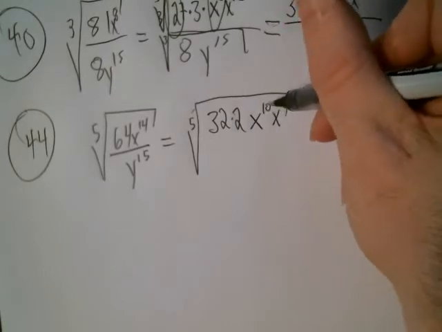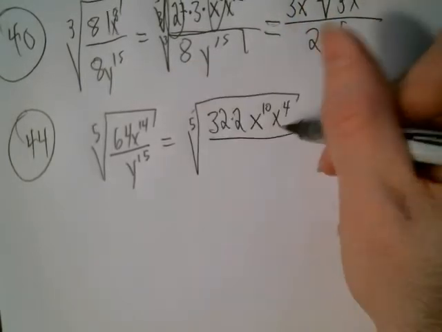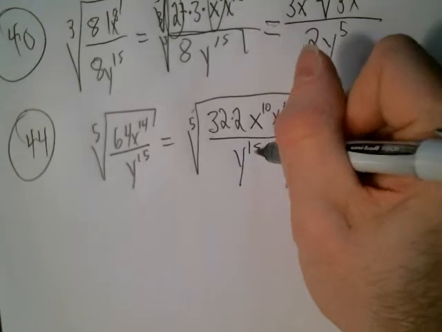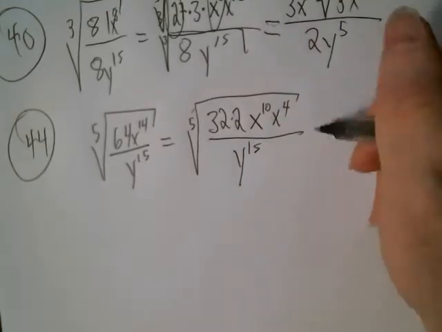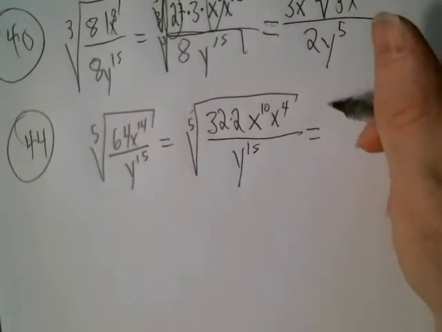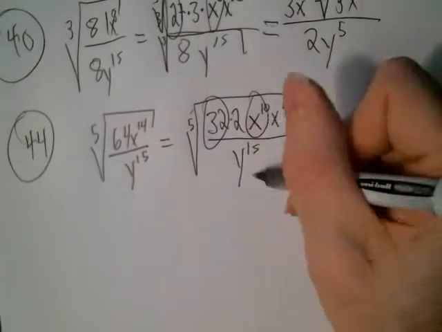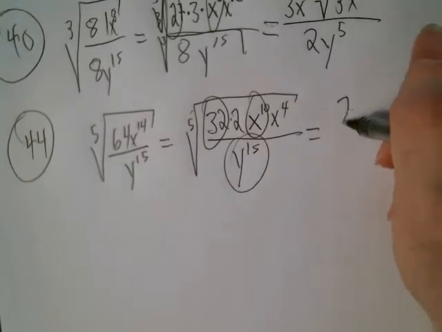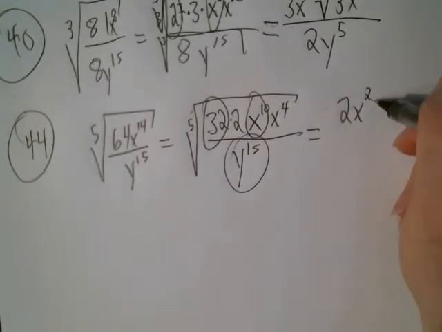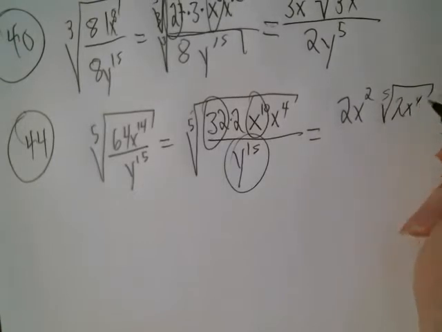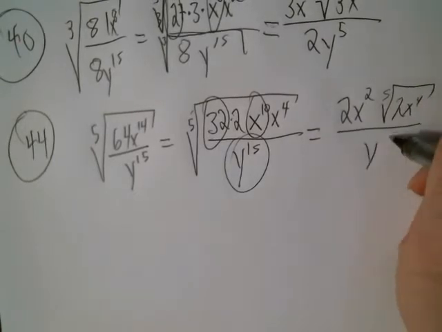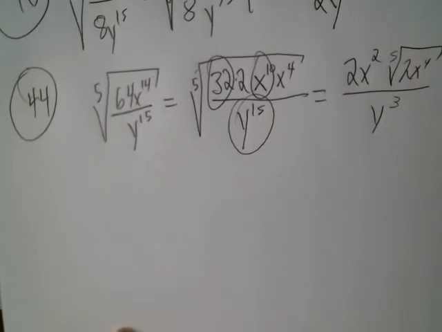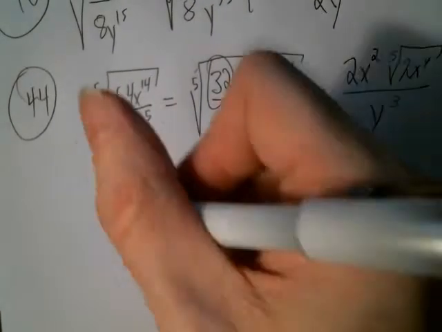Again, I need an exponent divisible by 5, the largest one possible. And then downstairs, y to the 15th is a perfect fifth. Anyway, so I'll end up with, I can move this guy and this guy out. And I have 2x squared times the 5th root of 2x to the 4th all over y cubed. So I got 48.